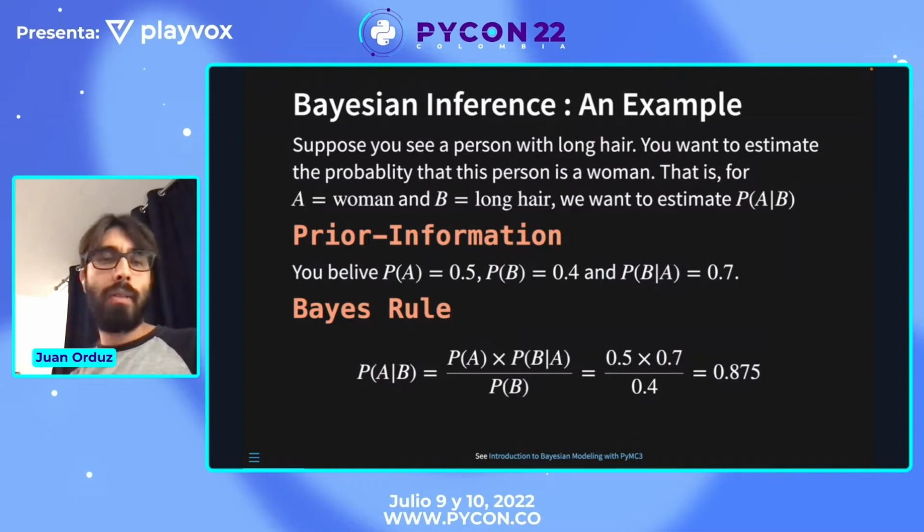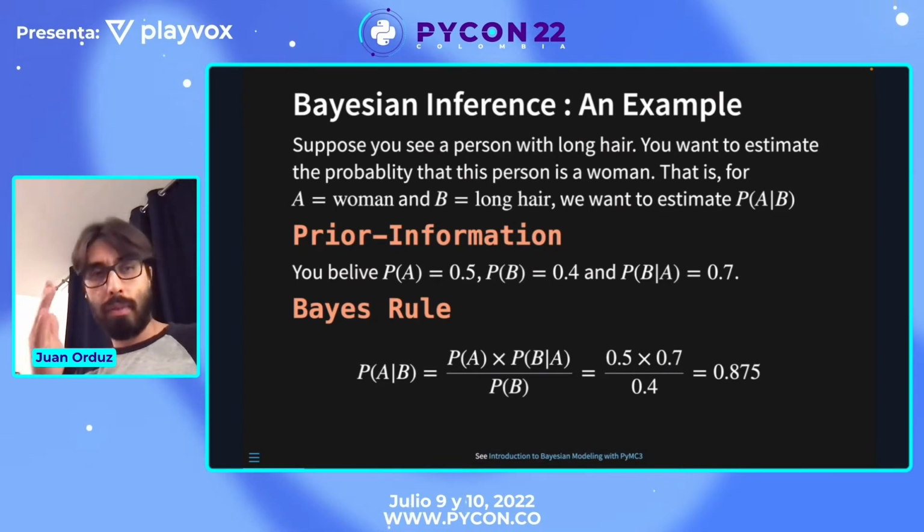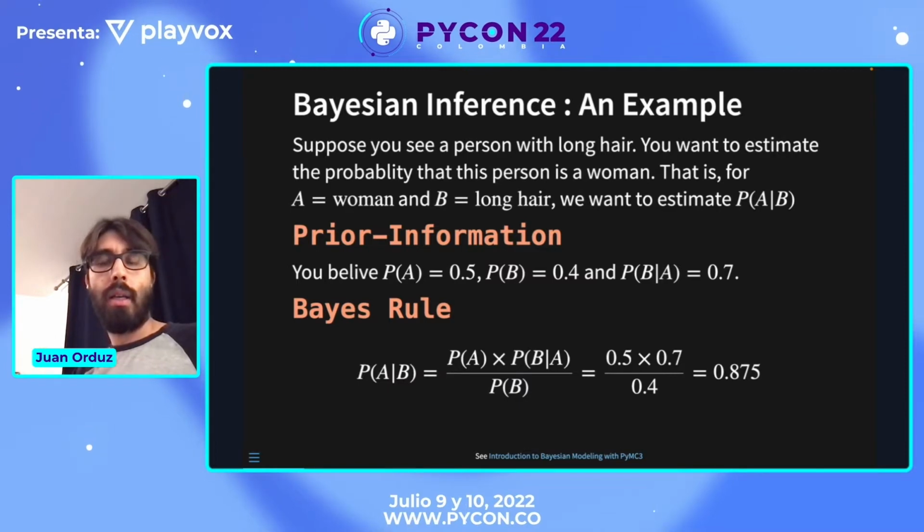As a reminder, the core of this method is Bayes' theorem. So let us go through it with an example. Suppose you are in a train or in a bus and you see someone with long hair, and you would like to estimate the probability of that person being a woman. So we have two events. The event A is being a woman, and the event B is having long hair. We want to estimate the probability of A given B, which is precisely what you see: the probability of someone being a woman, given that they have long hair.